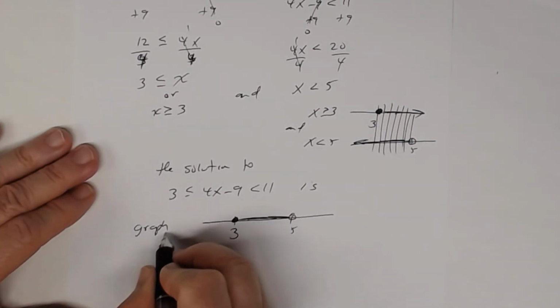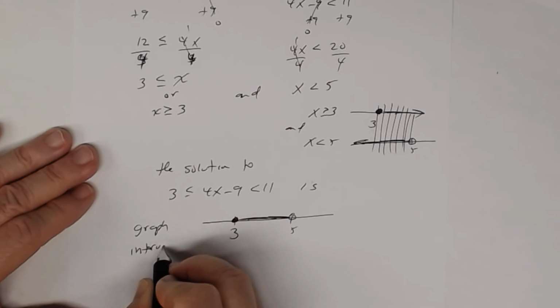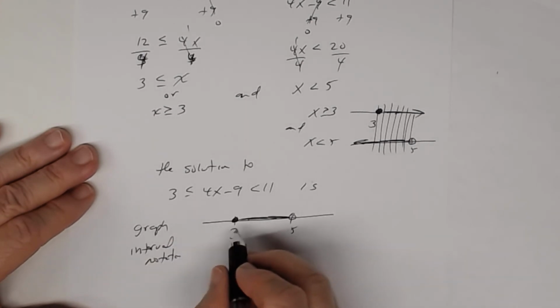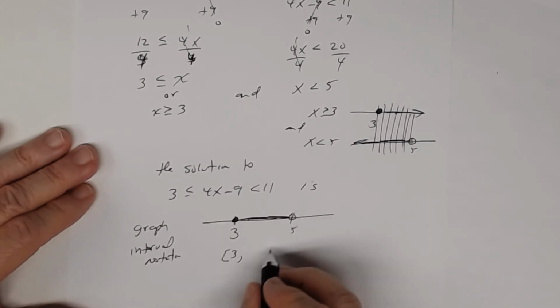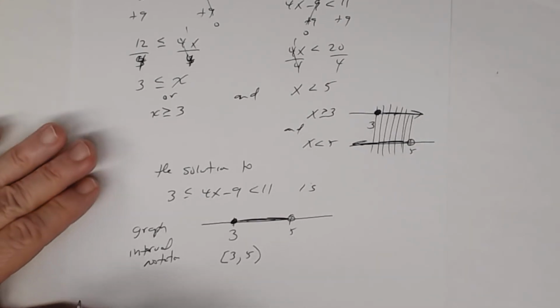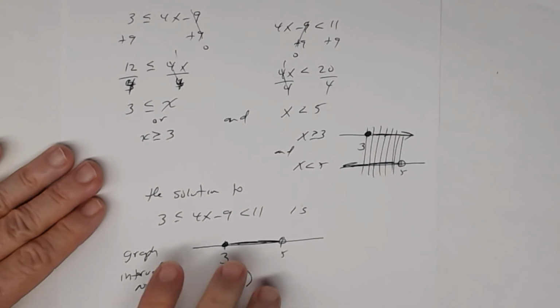If you're asked to write this in interval notation, you're going to go from left to right, from smallest to largest. You're going to say bracket because of the closed circle, 3, comma, all the way to 5, and since that's an open circle, you're going to put parentheses. So that's your solution right here.